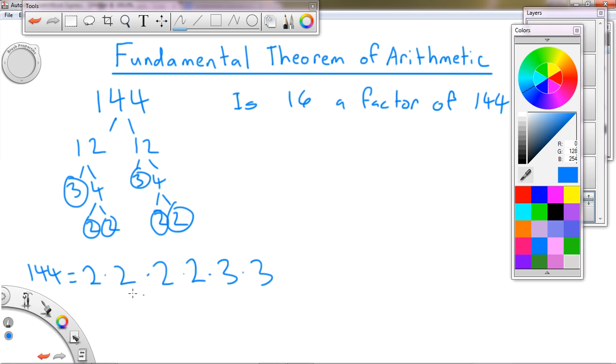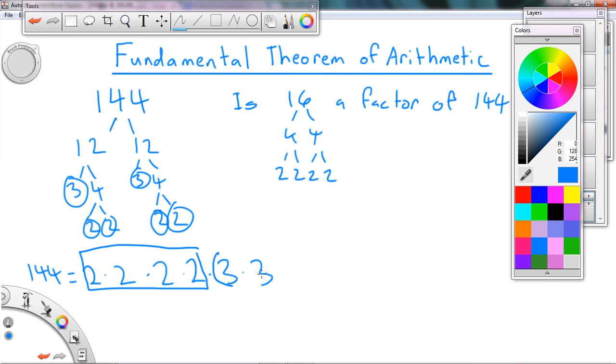Okay, now 16. If I can divide 16 out of 144, then I have to be able to combine these prime factors here to make 16. And 16 is going to be 4 times 4, which is 2 times 2 times 2 times 2, okay? And you can clearly see that right here, there's our 16. So yes, 16 is a factor of 144, and not only that, I know that 16 times whatever's left, 9, will give me 144. I could also say that 16 times 3 times 3 is 144, okay? So there's a lot of information that's carried in this prime factorization.